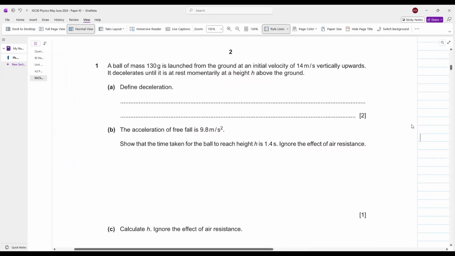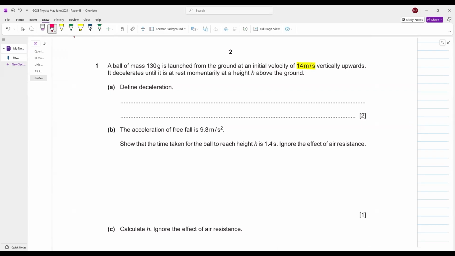A ball of mass 130 gram is launched from the ground at an initial velocity of this. Okay, तो ये आपकी initial velocity u हो गई. Perfect. It decelerates until it comes to rest. मतलब आपकी final velocity zero हो गई. At a height h above the ground.